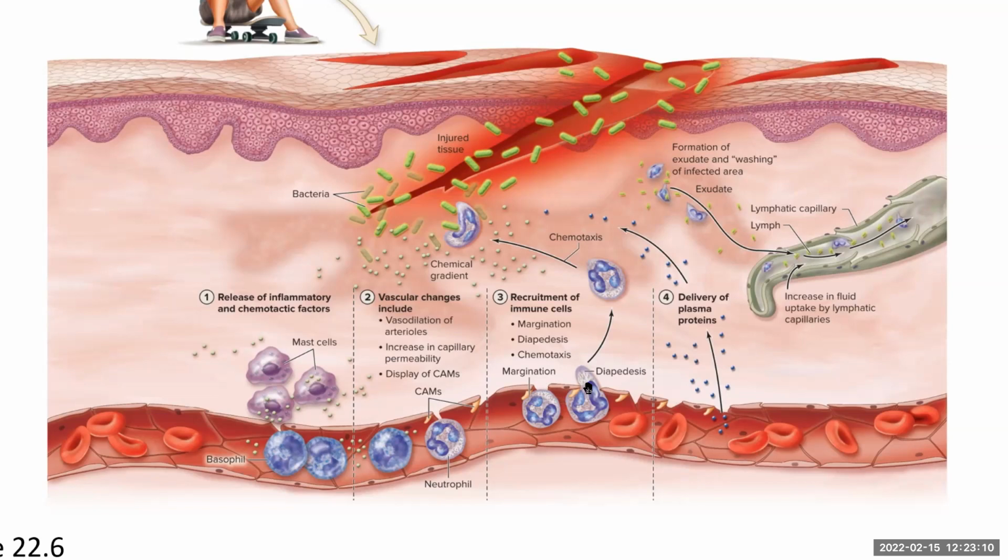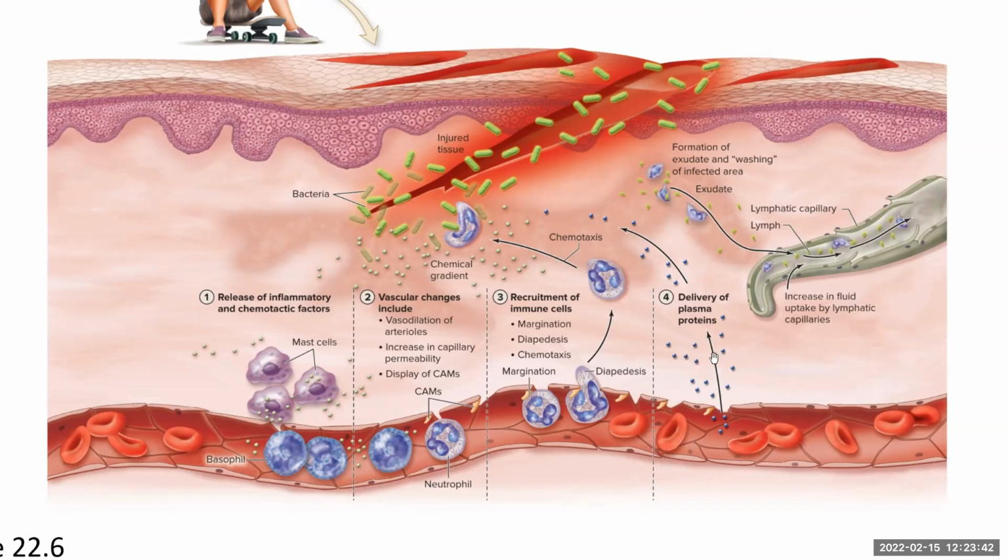Now the cells start to squeeze through, and we call that diapedesis. Then once they've squeezed through, they're going to be attracted to the area of injury because of all of those items that I've discussed that are releasing their chemotactic factors. And these cells are going to migrate to that area and start attacking the bacteria or any other pathogen that's in that region.